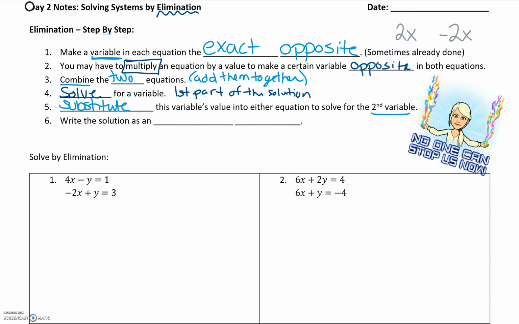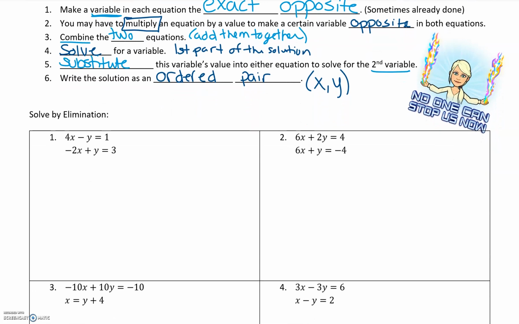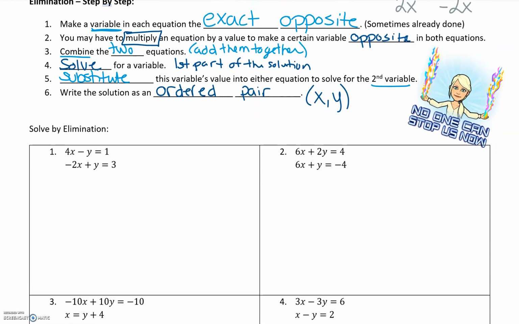And then the last step is to make sure that we write our solution as an ordered pair. Remember, with a system of equations, the solution is where they intersect on a graph. So that means we need to have a point, an X and a Y. Always write the X first, and then we write the Y. So now that we've talked through those steps, we're actually going to look at an example and see how we actually solve this problem.